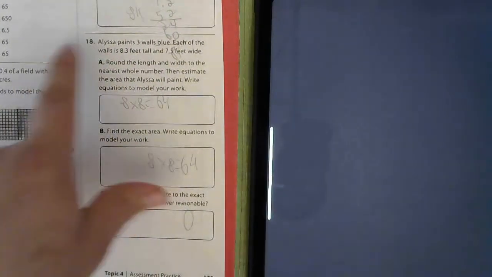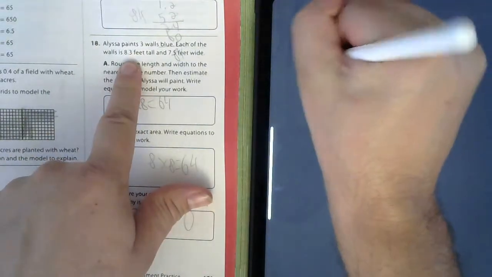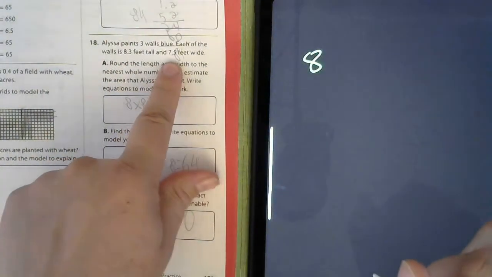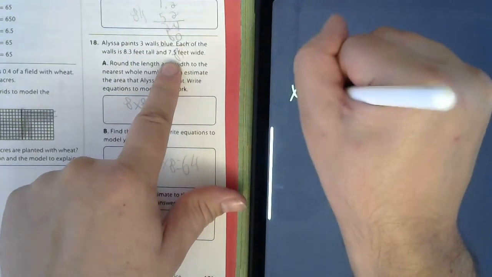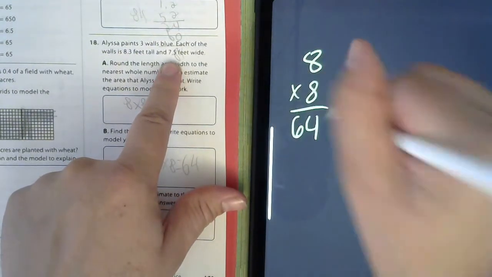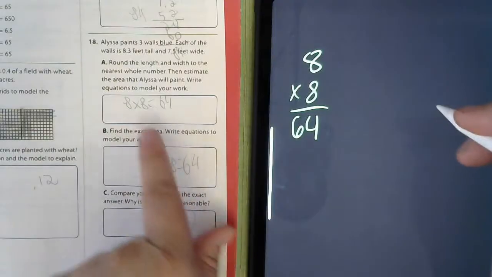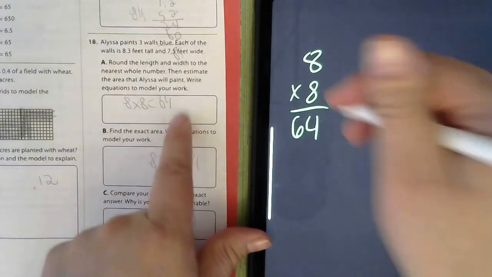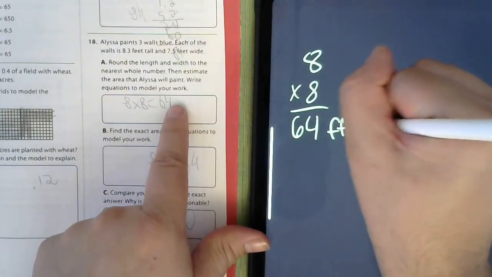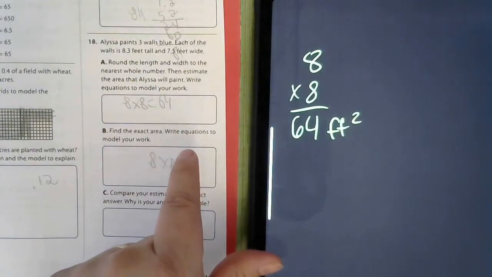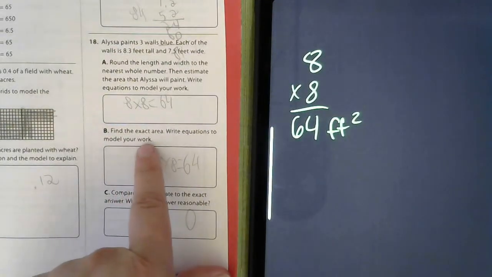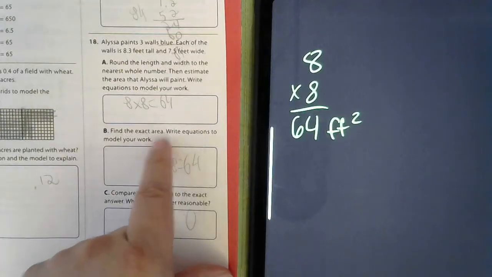We're going to round. 8 3/10, we'll round that to 8. And then 7 5/10, we'll round that up to 8. 8 times 8 is 64. That means for letter A, she's going to paint about 64 square feet. We can write feet squared, right? For letter B, it says find the exact area. Oh my, okay. Well, no problem.